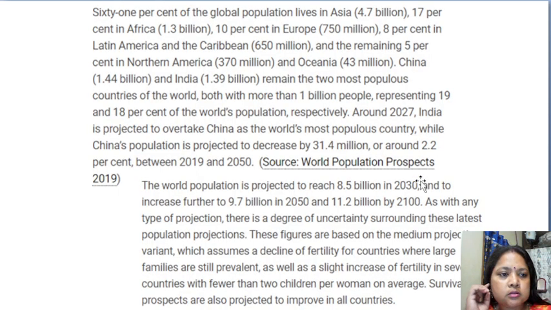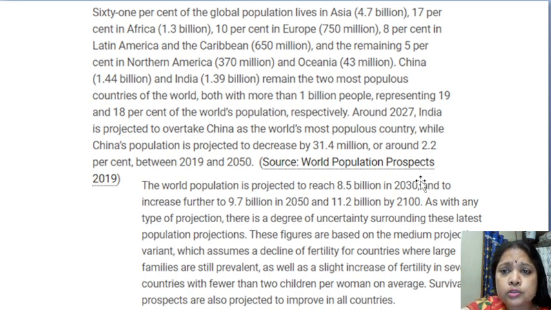Then the statistics say that 61% of the global population lives in Asia. Okay, so you know that we have many continents, and Asia is one of them. So 61% of the global population lives in Asia and 17% in Africa, 10% in Europe, 8% in Latin America, and the remaining 5% in North America.